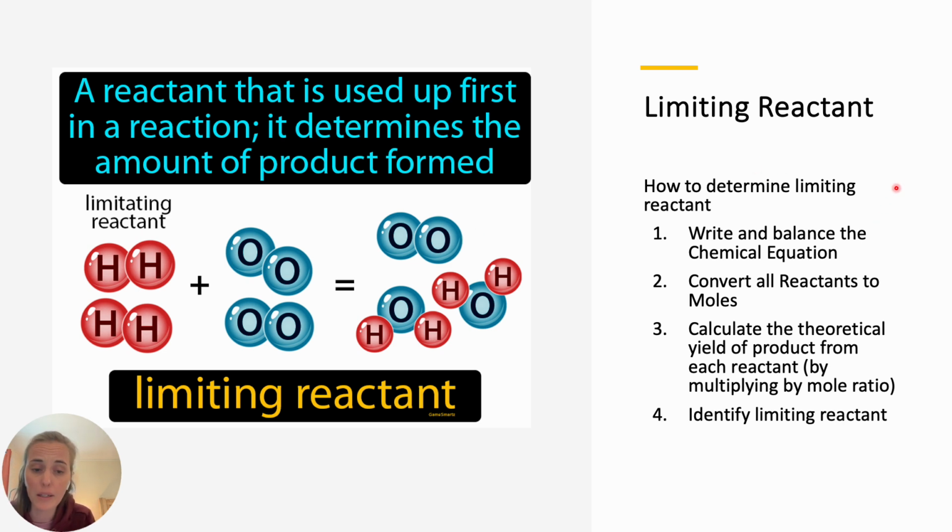So mathematically, when we are determining the limiting reactant, we're going to follow these steps. We're going to write and balance our chemical equation, and then we're going to convert all the reactants to moles. Then we're going to calculate the theoretical yield of the product from each reactant, which is just a fancy way to say we're going to use the mole ratio to say, if this reaction occurred all the way through without any side reactions or any error, this is our theoretical yield. This is how much it should produce. And then we'll identify the limiting reactant from there.